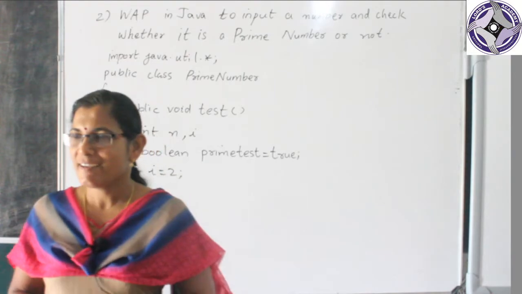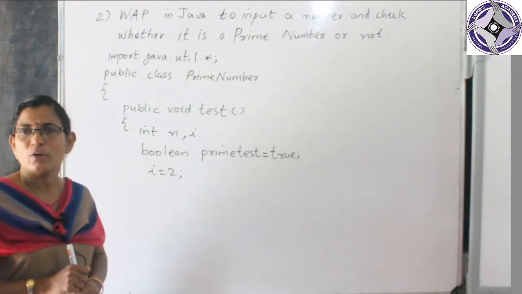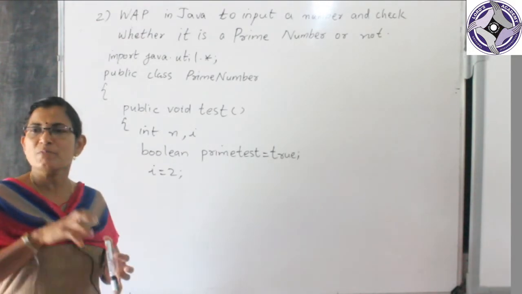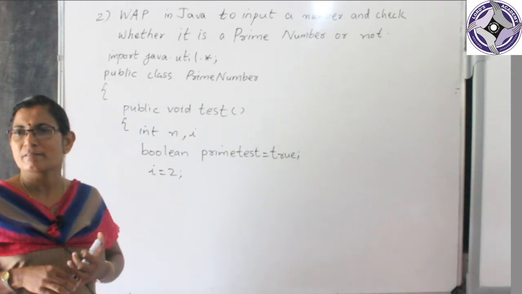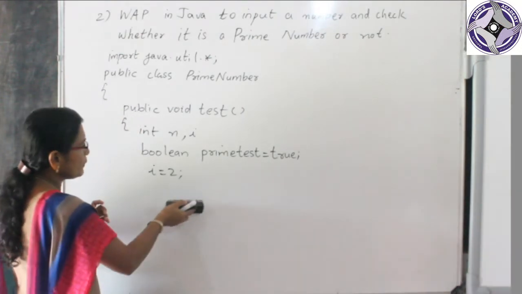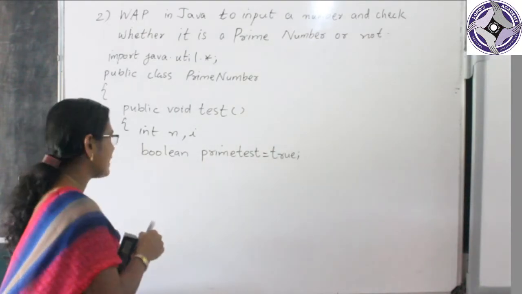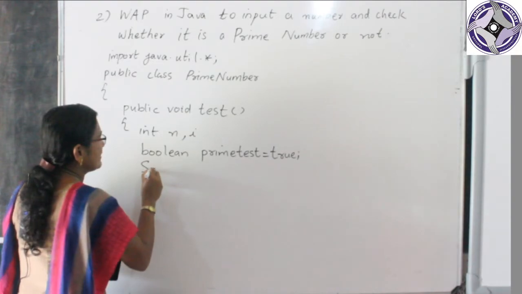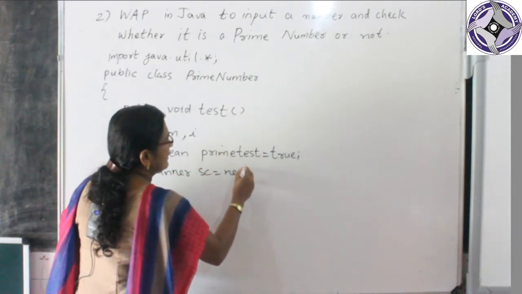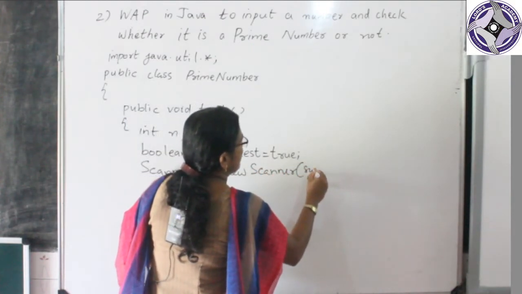Am I right? So, to accept a number from the keyboard, we have to define a Scanner class object, and we should prompt the user to enter the number. Am I right? Yes. So before initializing the loop index variable, let me define the Scanner class object, Scanner type SC equal to new Scanner(System.in).